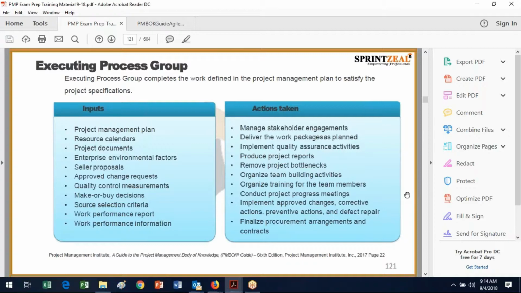Okay, the executing process group, and remember again that these aren't necessarily temporal in nature, but we can't talk about them all at the same time. So the executing process group completes the work defined in the plan to satisfy the project specifications. And so we've got inputs that we've predominantly already talked about, and that we will talk about at further length later in the course, like make or buy decisions when we talk about procurement management and source selection criteria. And there we have our work performance report and our work performance information. Remember that we devised from work performance data.